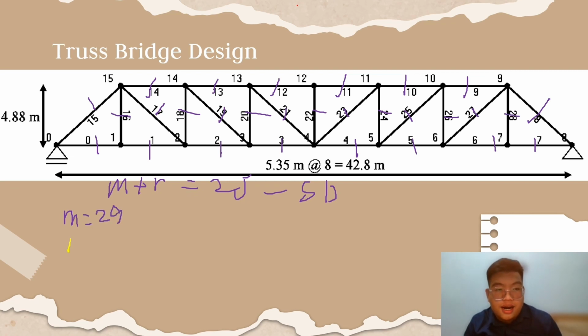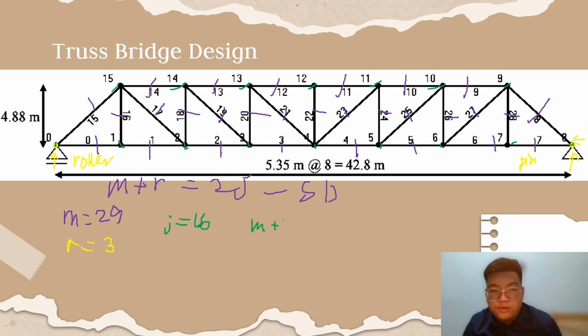The number of reactions R: at joint 0 it is a roller support, so it only has a vertical reaction, and the other joint is a pin support, which has the vertical reaction and also the horizontal reaction. So the total number of reactions is 3, R equals 3. Next is the number of joints. Counting 1 to 16, the number of joints is 16.